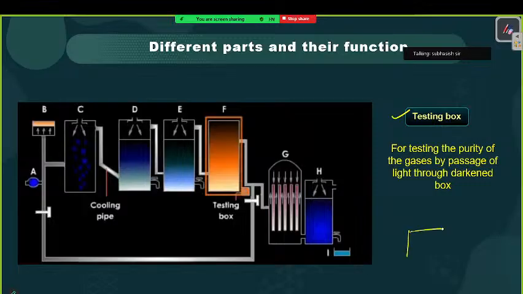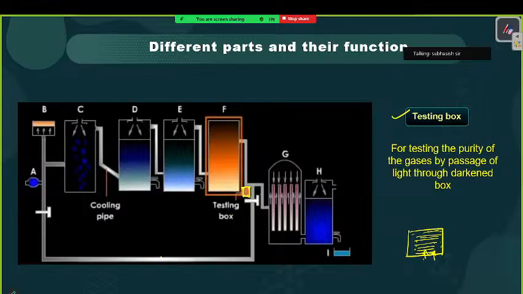The testing box is a box where a strong beam of light is passed in a black, dark background, and when you see the gaseous mixture in the strong beam of light, you get an idea about the presence of any dust particles in the gaseous mixture. So this is another important method. Here is the testing box.